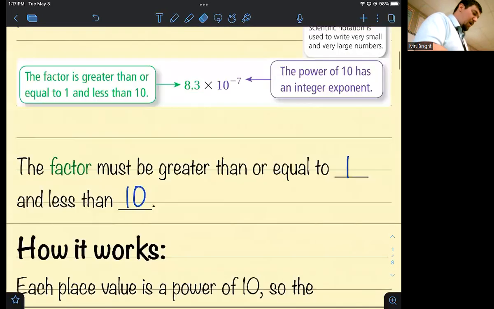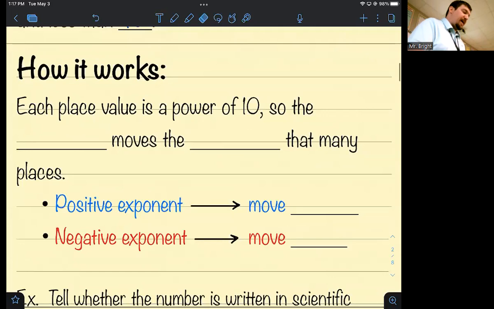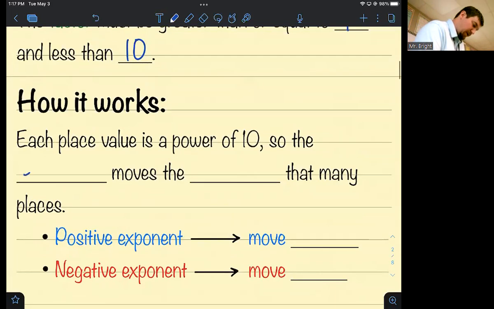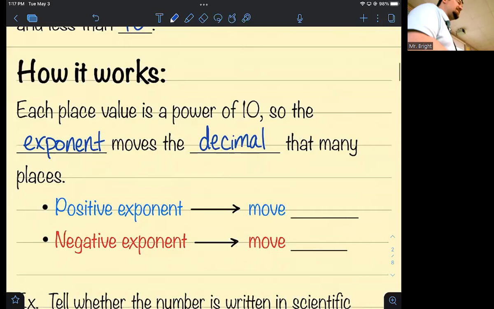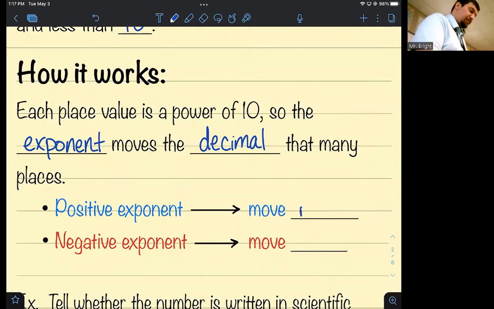Okay, so how it works. Each place value is a power of 10. So the exponent moves the decimal that many places. If you have a positive exponent, you're going to move your decimal to the right, because that number should get bigger.